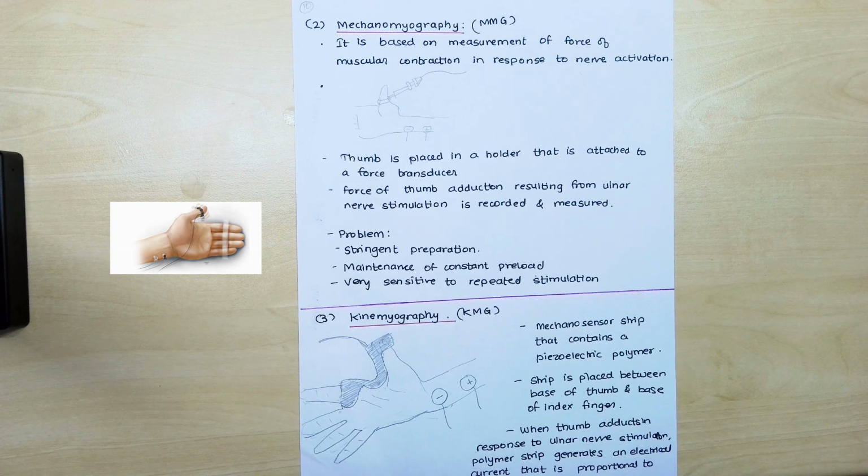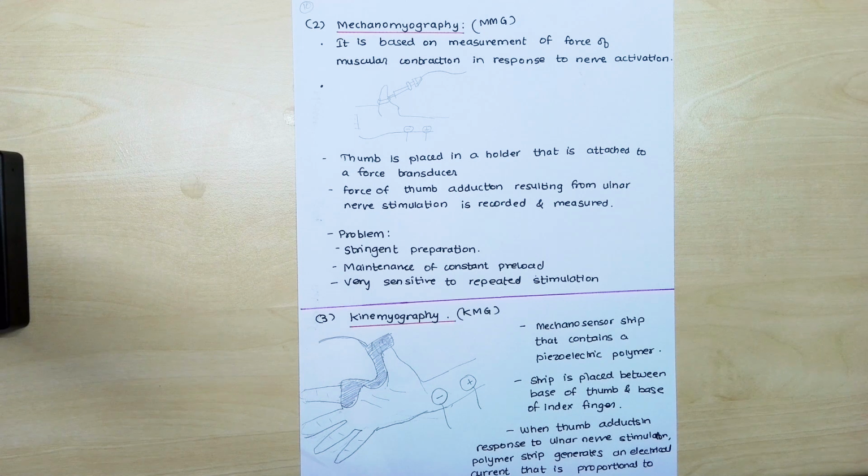Mechanomyography. It is based on measurement of force of muscular contraction in response to nerve stimulation. The thumb is placed in a holder that is attached to a force transducer. The force of thumb adduction resulting from the ulnar nerve stimulation is recorded and measured. Problems with MMG are that it needs stringent preparation, it needs constant maintenance of preload, and it is very sensitive to repeated stimulation.